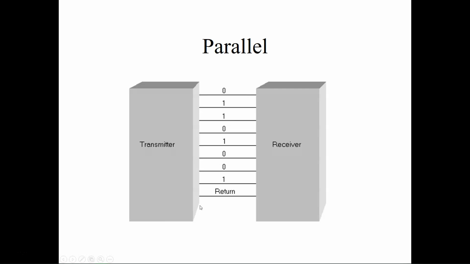So here you got parallel, and you got your return line, you got your transmitter, and you've got your receiver. The transmitter is telling it different ones and zeros. The receiver is able to interpret it, and then the signal can return. Does that make sense? Yes, ma'am.